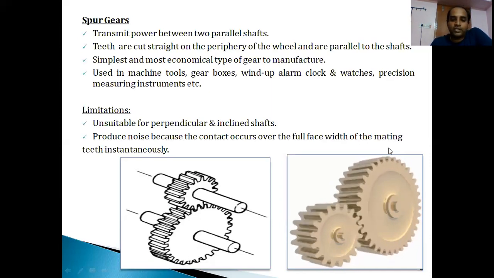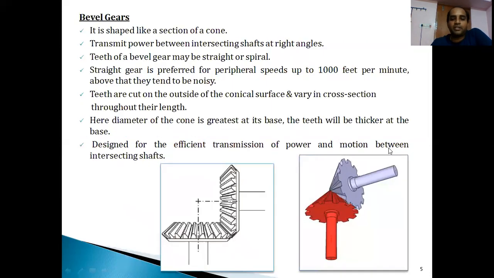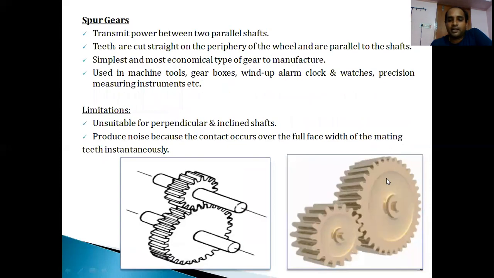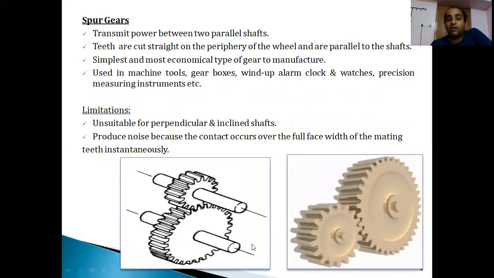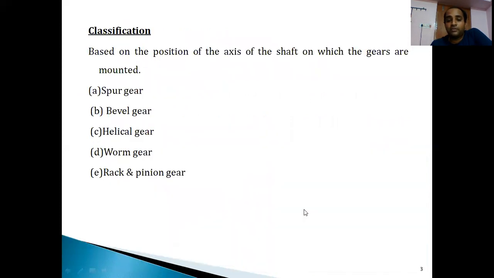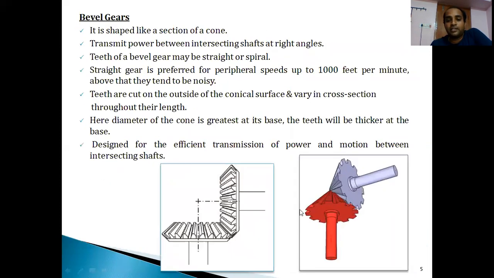Similarly, when you go for the next set of gears, that is the bevel gears. If you observe from the previous slide and this slide, there I was telling you how the shafts are positioned parallelly, but if you observe the next slide, see how the shafts have been positioned here.